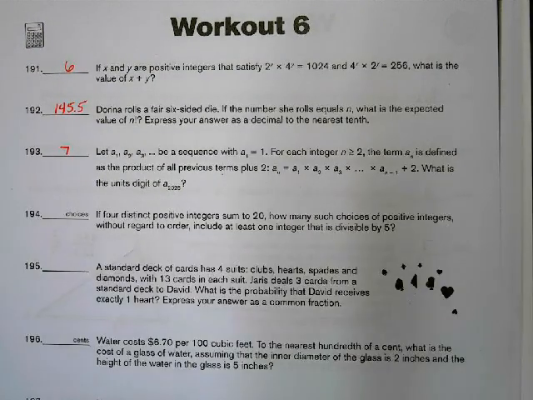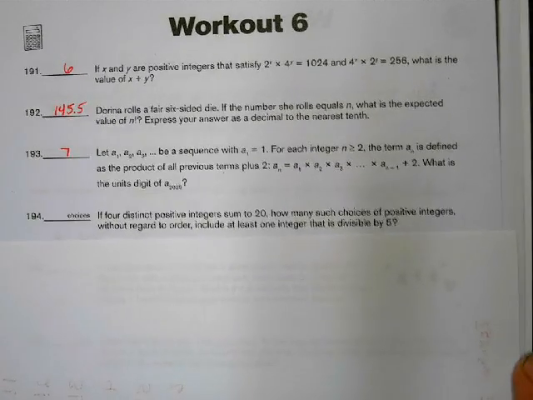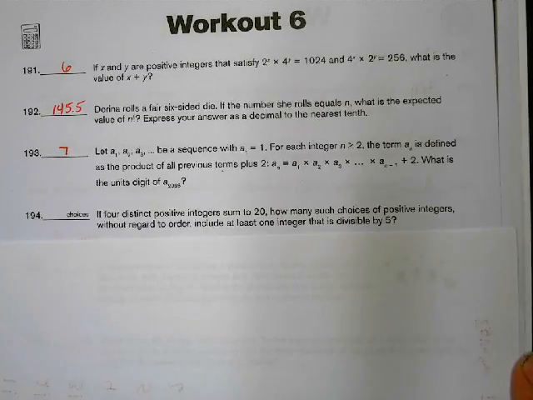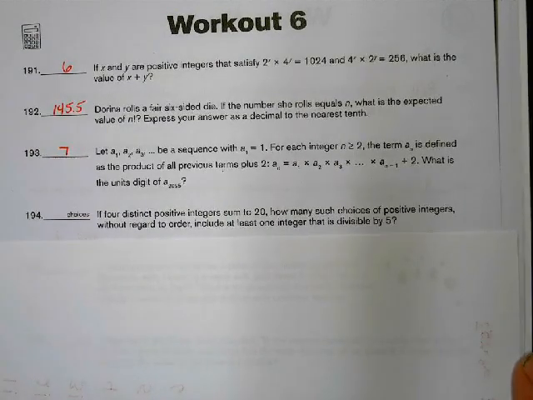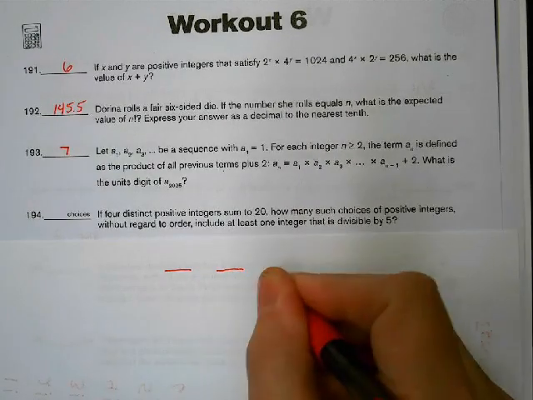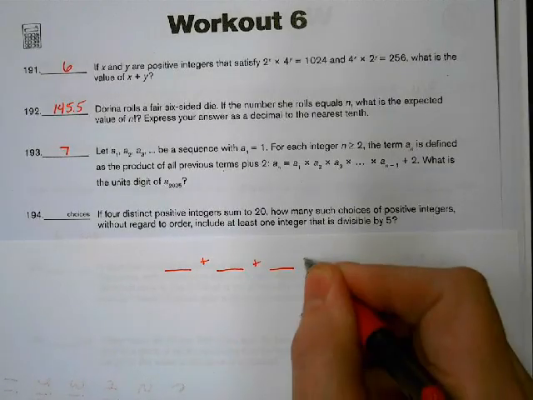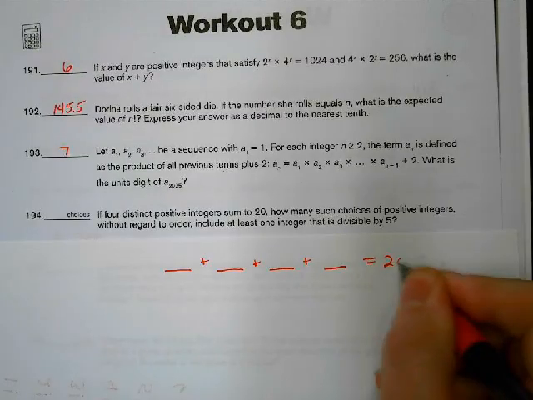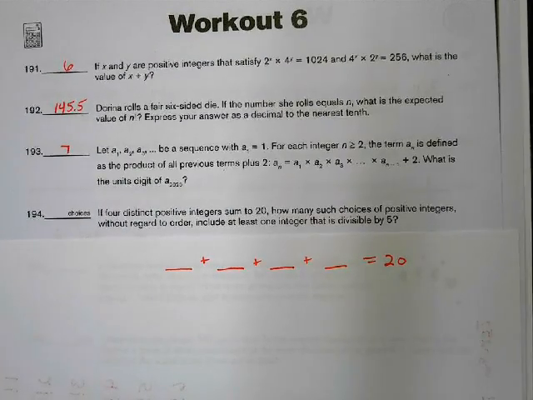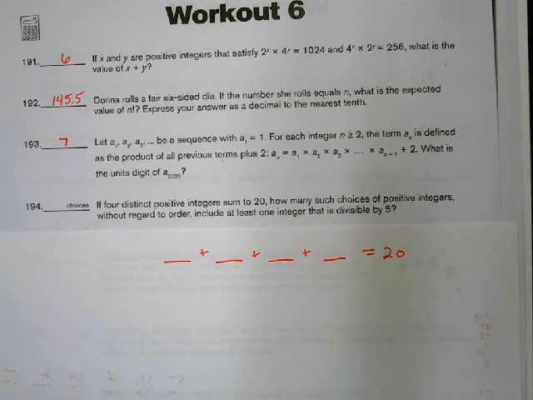All right, number 194. If 4 distinct positive integers sum to 20, how many such choices of positive integers without regard to order include at least one integer that is divisible by 5? Okay, so I've got 4 numbers. It says they're distinct and positive, which means none of them are the same, and they're all positive numbers. Now I want at least one of the numbers to be divisible by 5.